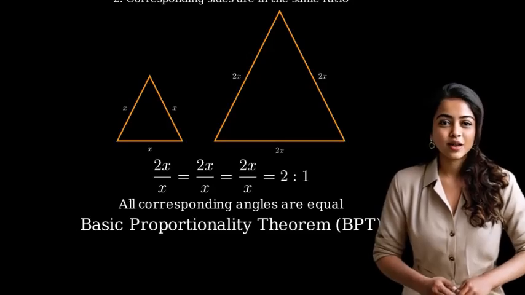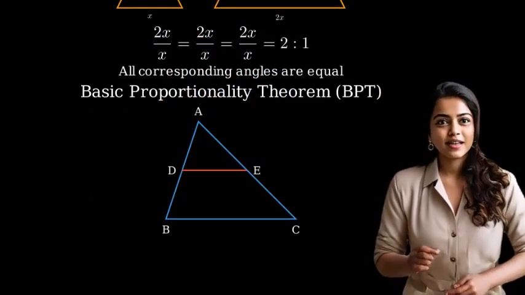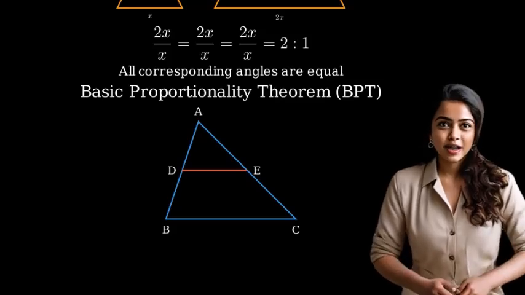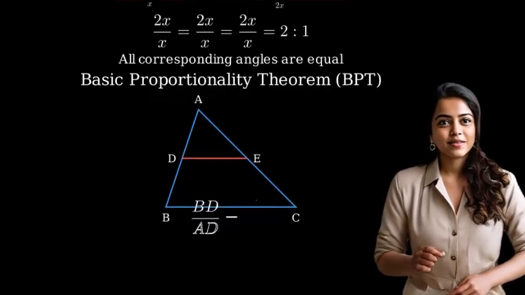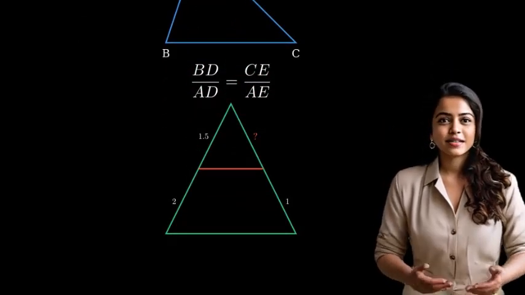BPT or Thales Theorem. The Basic Proportionality Theorem states that if a line is drawn parallel to one side of a triangle to intersect the other two sides in distinct points, then the other two sides are divided in the same ratio. Let's look at an example to understand this better.